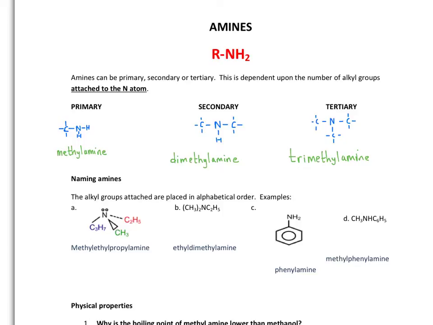So example 1 is the primary amine, methylamine. Methylamine has the methyl group attached to the nitrogen group. There is only one carbon attached, hence primary amine.